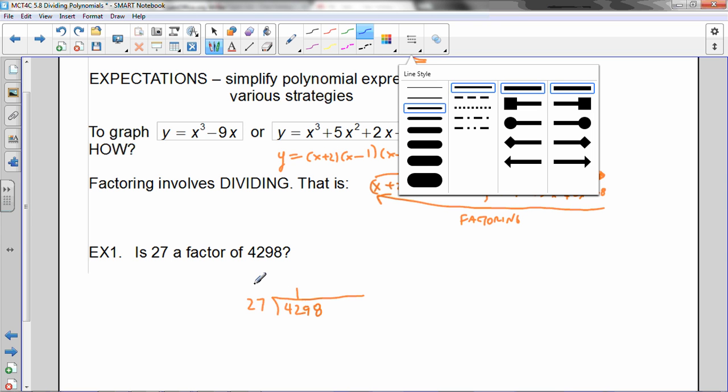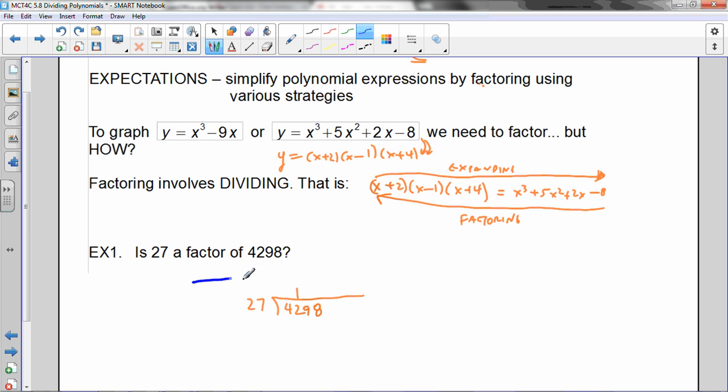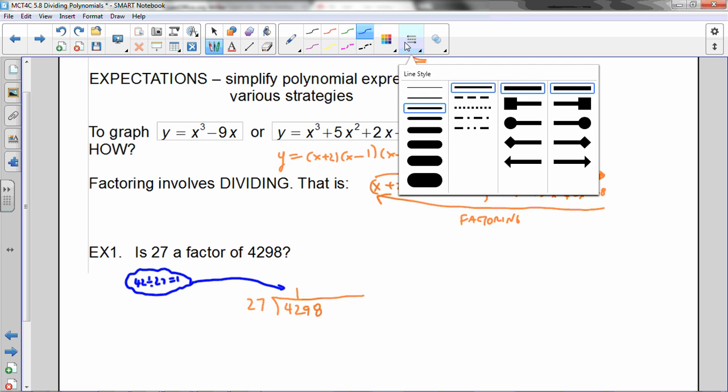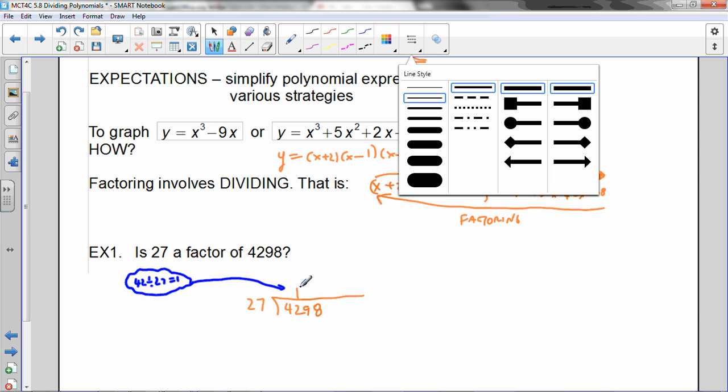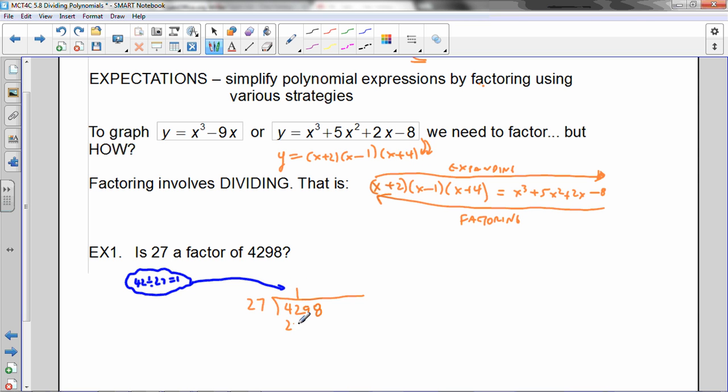So that one was, I thought 42 divided by 27 is 1. How many times did 27 go into 42? Well, it was 1 time. Put my orange marker back here. Okay, so what's the next step? Well, then we go 1 times 27 and write that here, right? 1 times 27 and write that there. That was 1 times 27, wasn't it? Well, what's the next step?